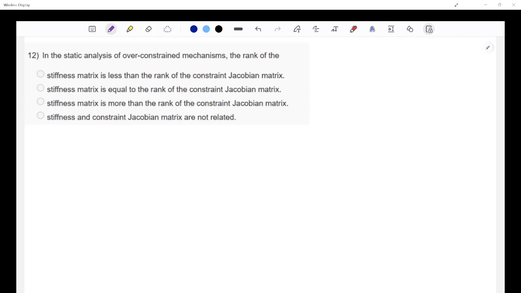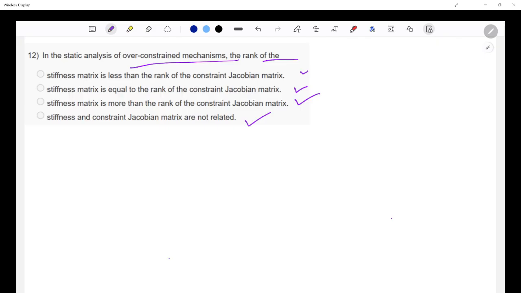Okay. So, in the static analysis of over-constrained mechanisms, the rank of the stiffness matrix is less than the rank of the Jacobian matrix. The rank of the stiffness matrix is equal to the rank of the Jacobian matrix. The rank of the stiffness matrix is more than the rank of the Jacobian matrix. And the stiffness and constraint Jacobian matrix are not related. This we have already discussed, right?